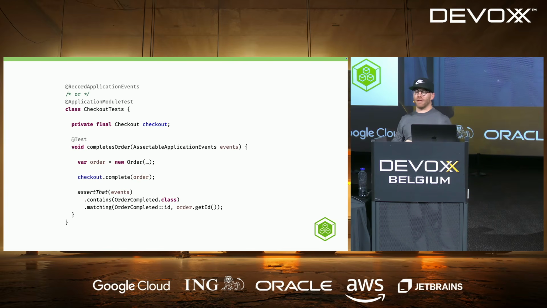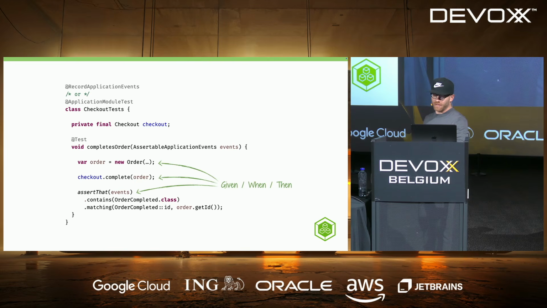There's the @RecordApplicationEvents annotation that's supported by the Spring Test Context Framework. I think the type is slightly different. It's not assertable application events, but it's a similar name. But the idea being, you write a test by invoking, stimulating a module, and then verifying the output. Of course, that has to be augmented by another test that would then verify that the inventory would do the right thing when an order completed event is published. But we get to that in a second.